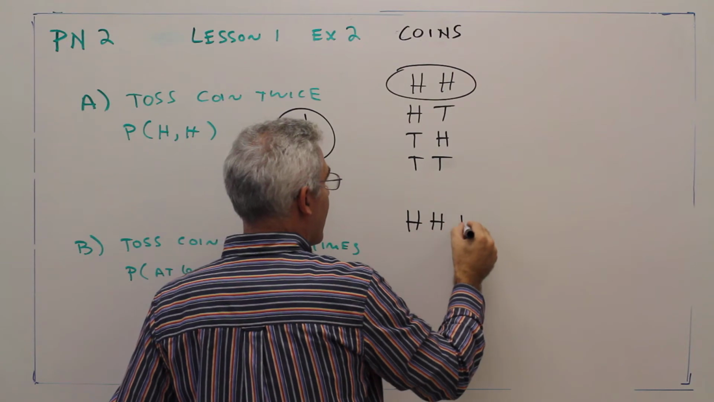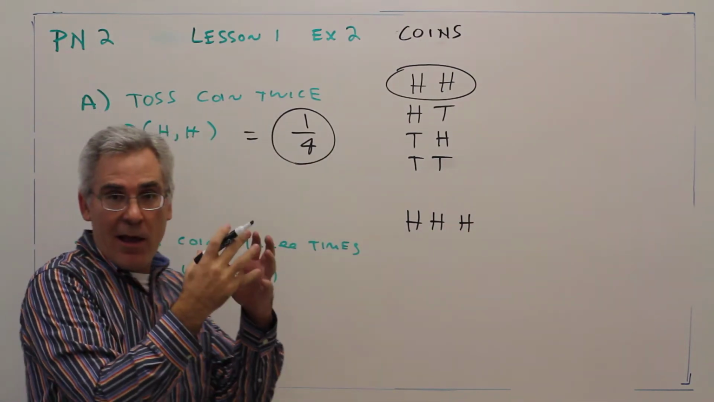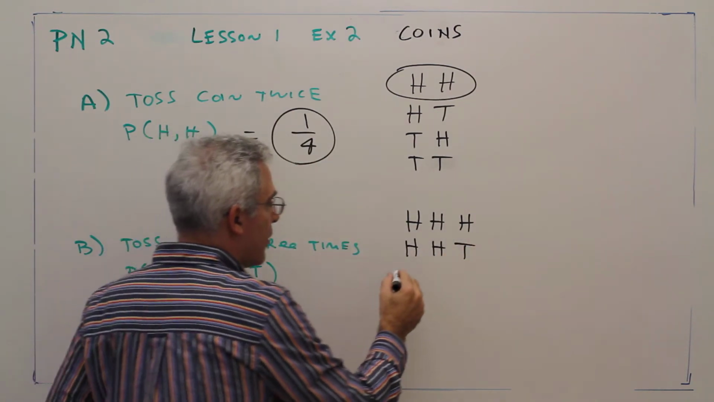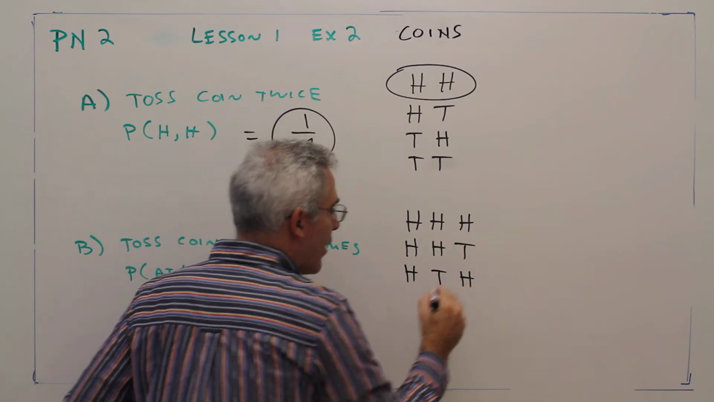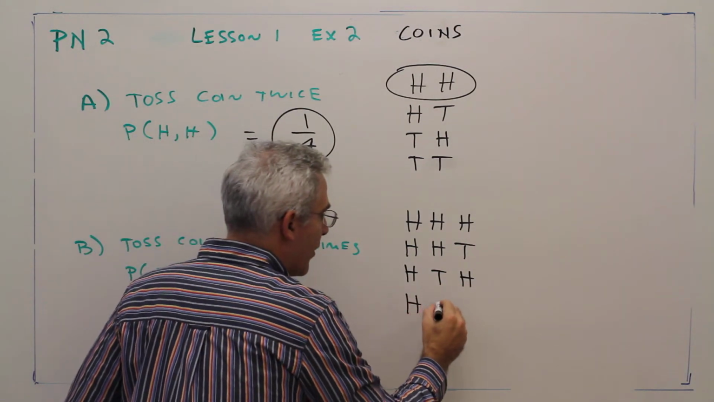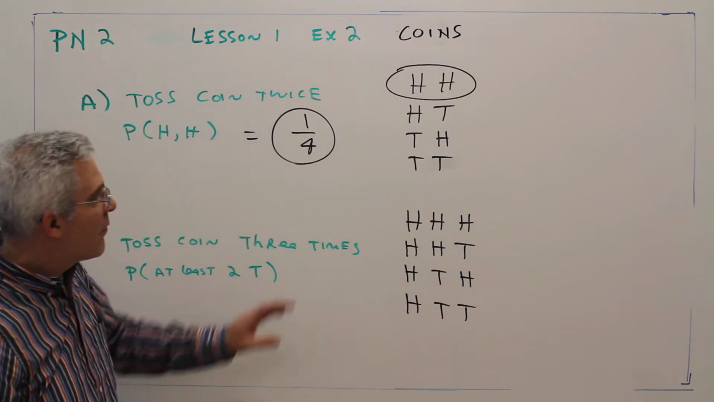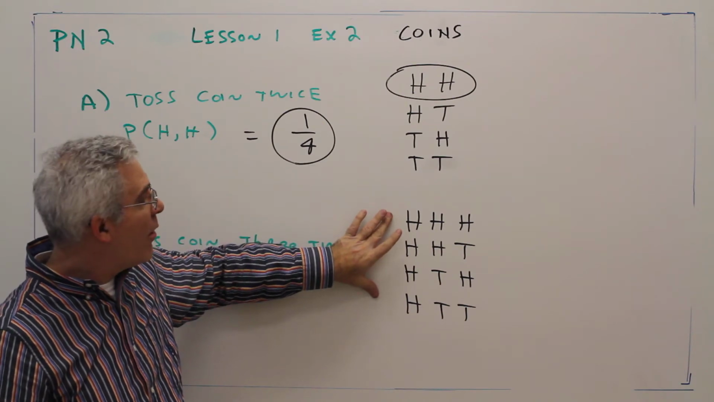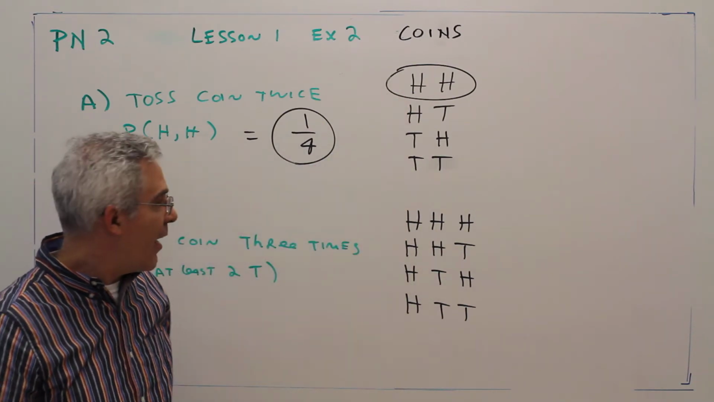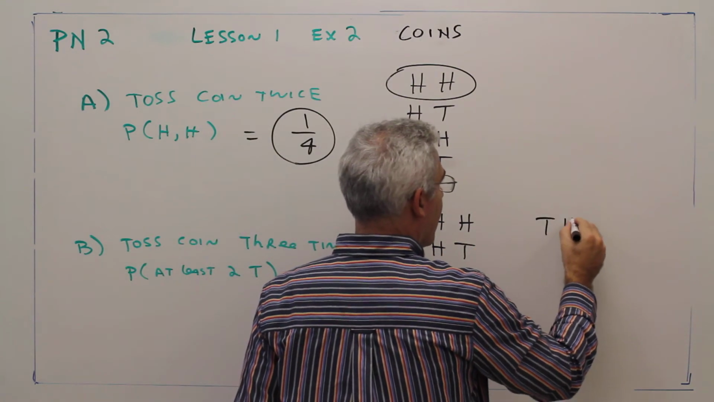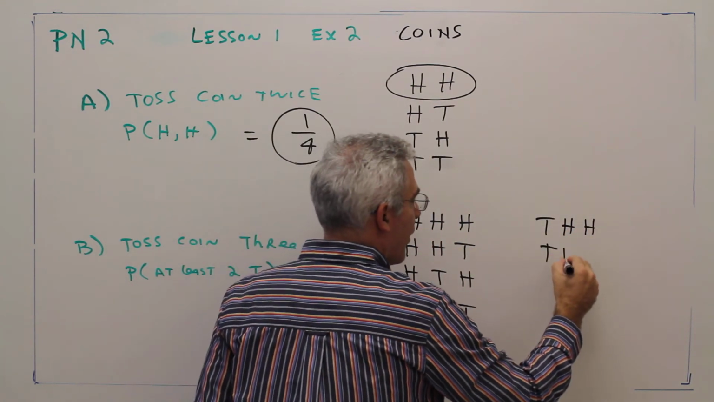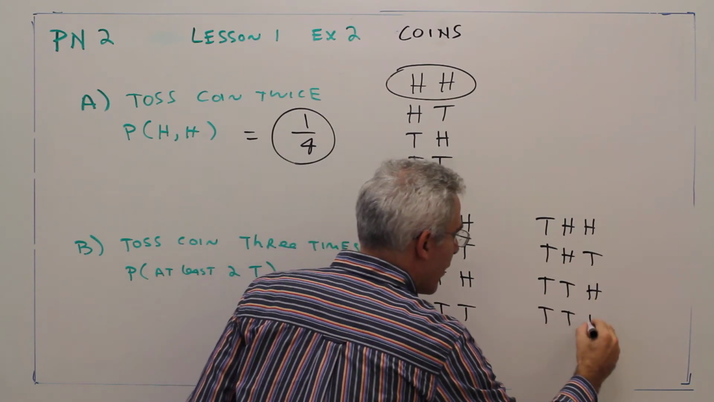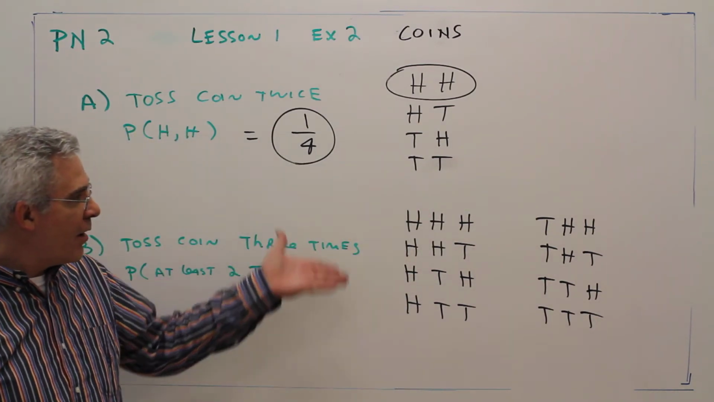Heads, heads, heads. So I try to make heads be dominant. Heads, heads, tails. Heads, tails, heads. Heads, tails, tails. So notice I basically have this copy down here with heads first. Now I'll just make the first toss be tails and copy that. I'll put it to the side. Tails, heads, heads. Tails, heads, tails. Tails, tails, heads. Tails, tails, tails. Okay, so that's my list.